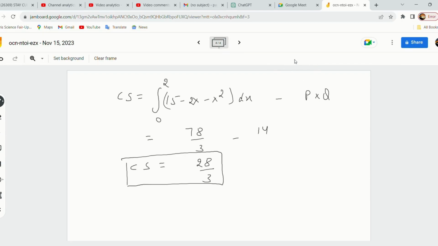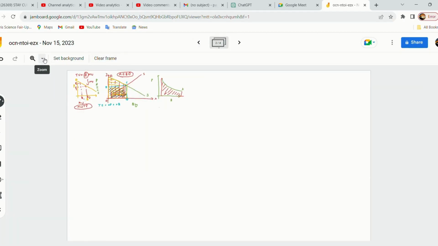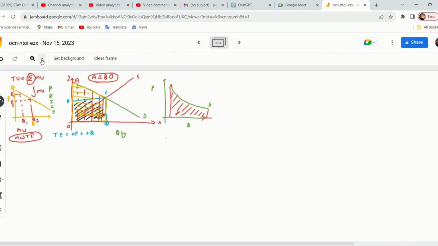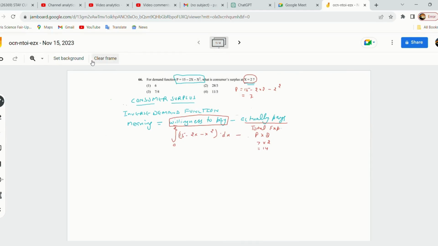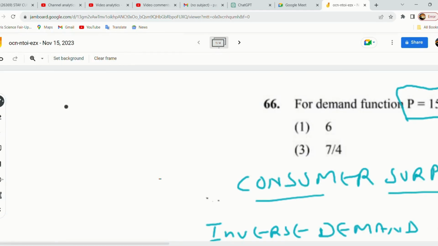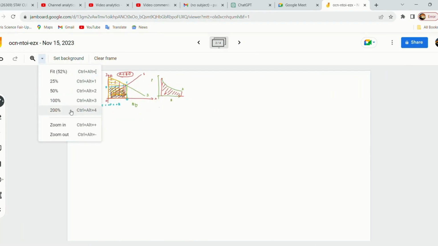I give you again a recap of all the slides which we have. This I show you at 100% or at 200%. You can see this was the first slide, the question given to you. Sorry, 100%. So this was the question, and we started with this meaning, willingness to pay minus what consumer actually pays. But then we calculated this total expenditure part here, and then I explained to you the meaning of consumer surplus.